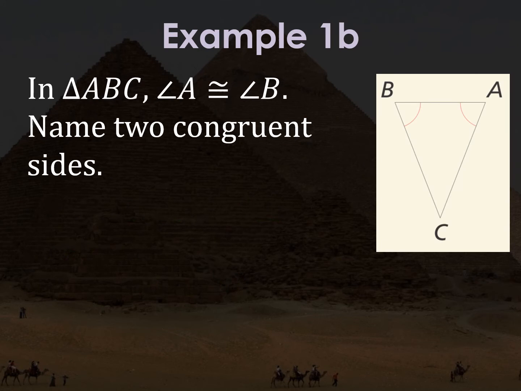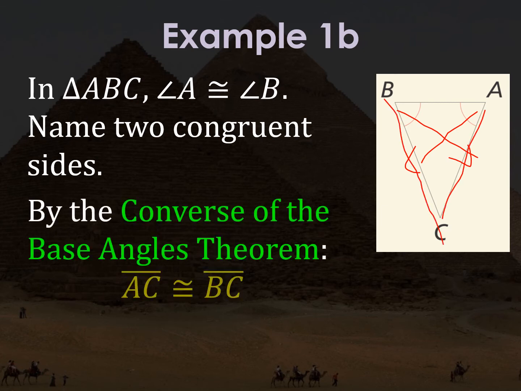1B, in triangle ABC, angle A is congruent to angle B. Name two congruent sides. So now you're going to use the converse of the theorem. The sides opposite the two congruent angles are congruent. So you have AC and BC are congruent.